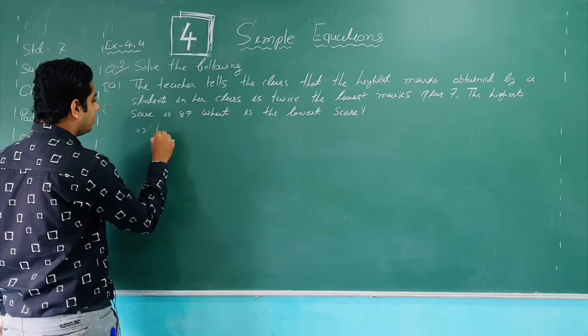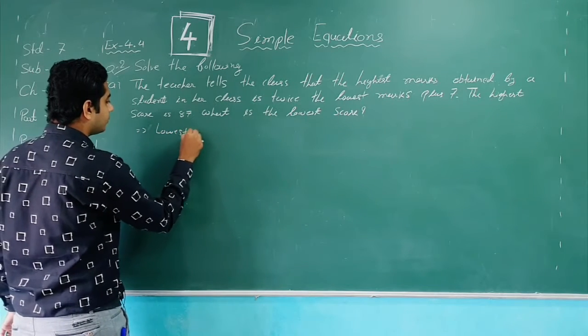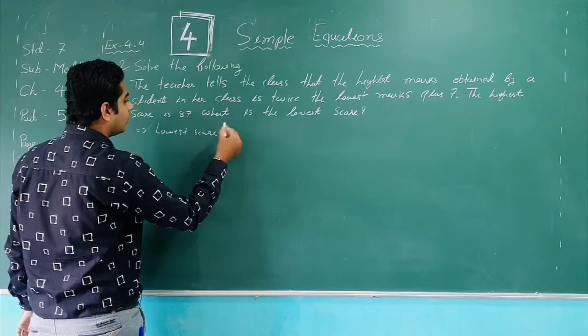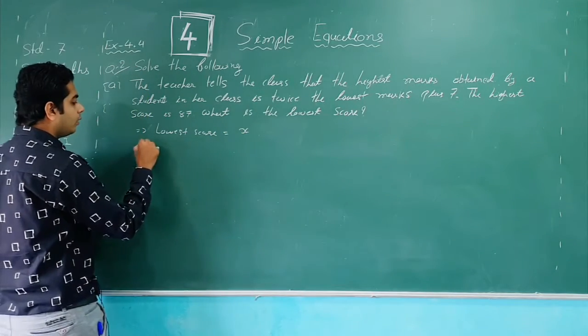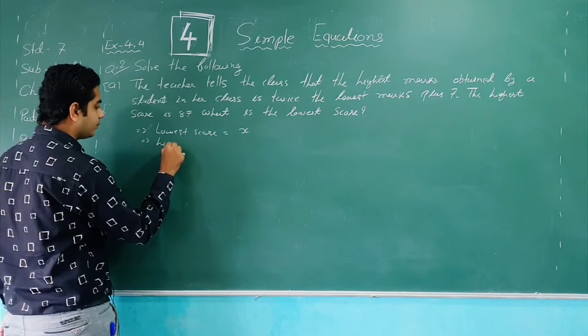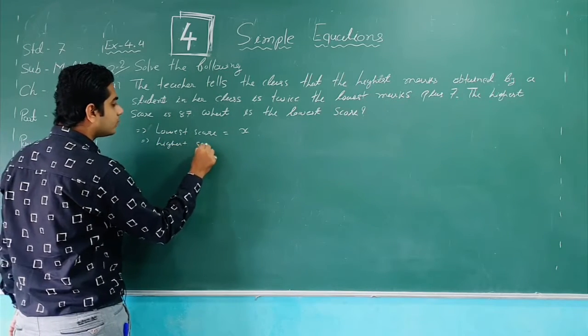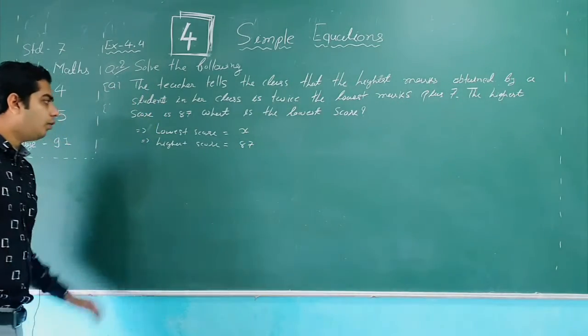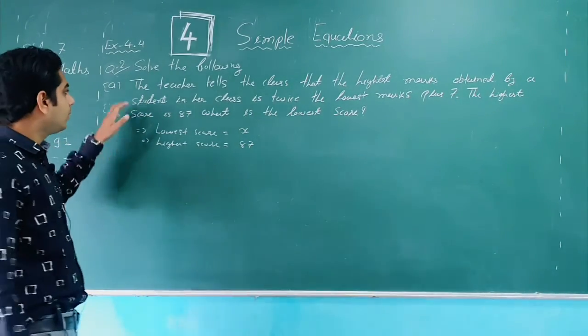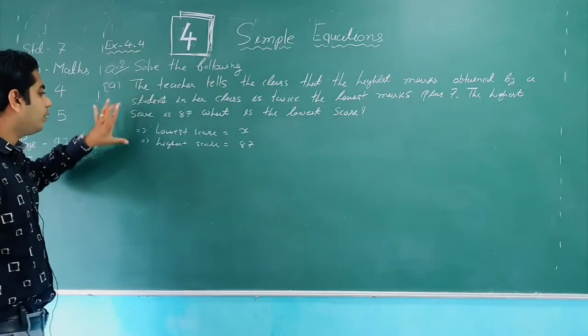See, the lowest score, which is not given, so we will assume x. Now we have to write highest score. Highest score is equal to 87. So now lowest score and highest score we have mentioned. Now from the statement we have to make the equation.